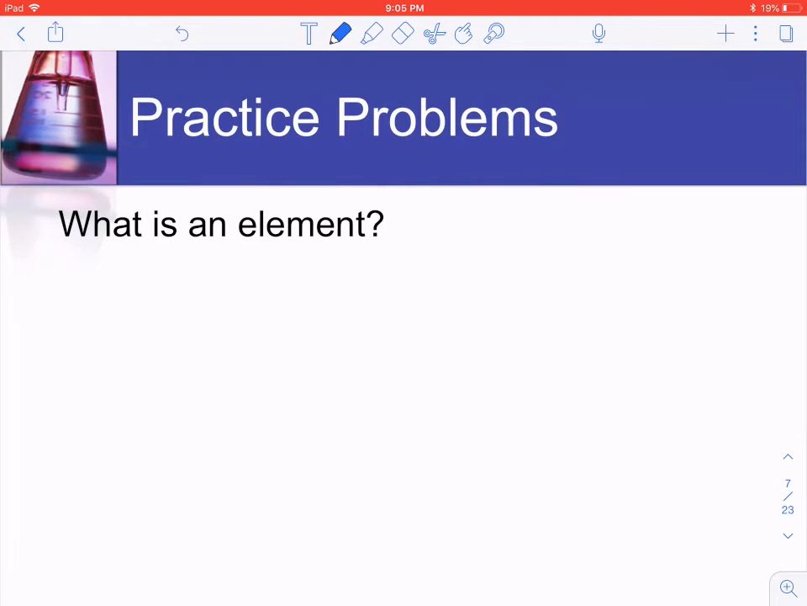If you want to pause the video at this point, that might be a good plan so that you can get some practice writing in these practice problems, and then we'll come through and we'll discuss the solutions to those practice problems in a second.